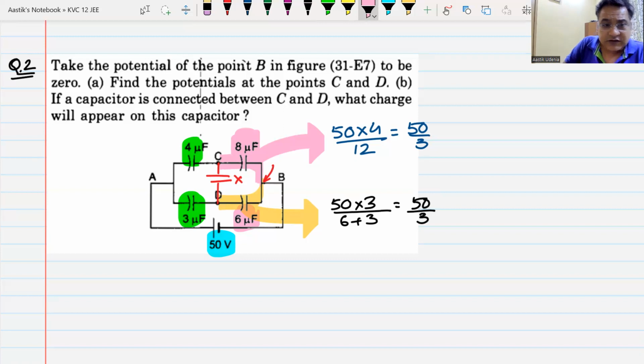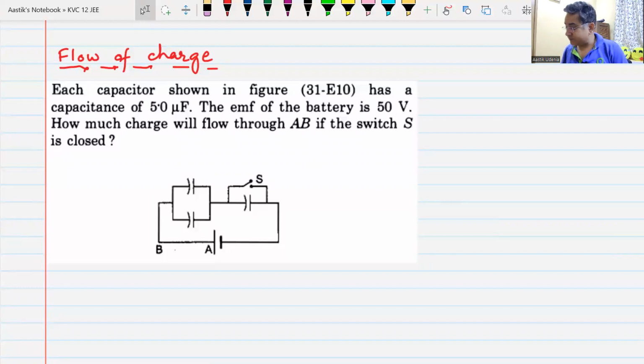Okay. Now we come to the next category of questions, and the next category of question is questions on flow of charge. In this particular variety, they will ask you how much charge has flown from here to there or from there to here. What we have to do in this question? Well, you just have to do what you have been doing. So instead of telling you anything, I again bring you a question, and again this question is from your favorite book.